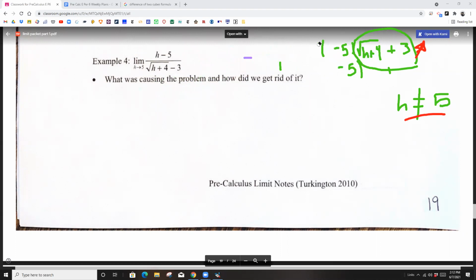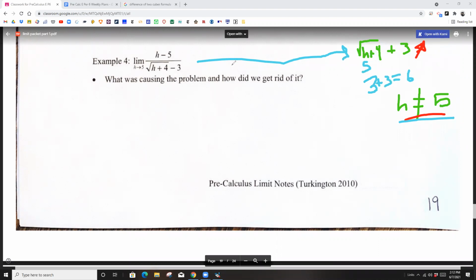All right, so to evaluate that limit, oh, I lost my fraction bar. Oh, I don't even need it anymore. I'm just going to use this function, which is the same graph, except at h equals 5, we're going to have a hole. So we plug in 5, and we get square root of 9, which is 3, plus 3, and we get 6. And that's our answer.